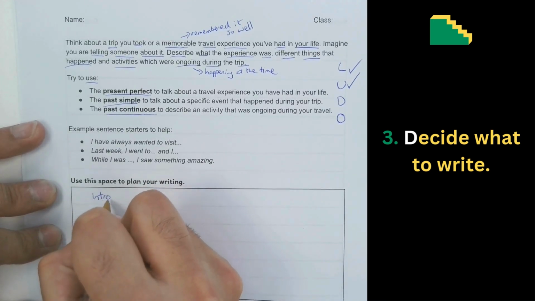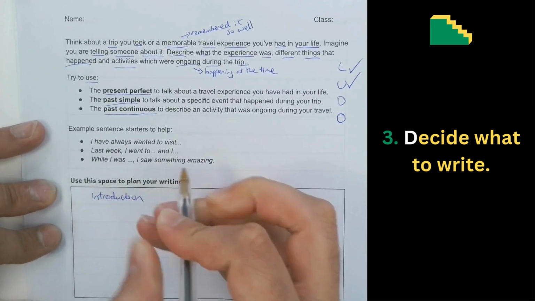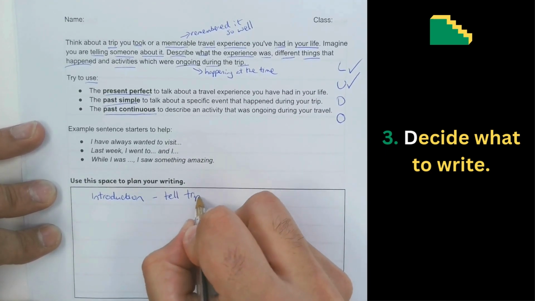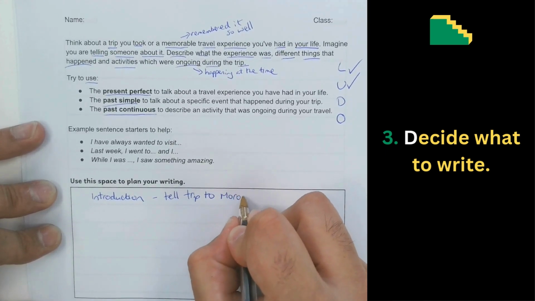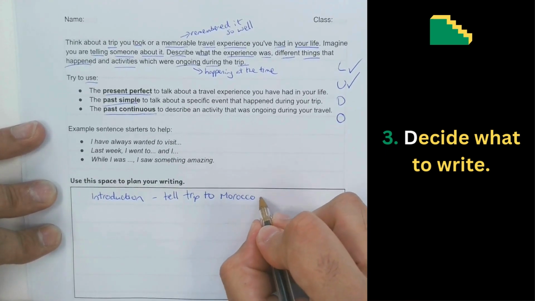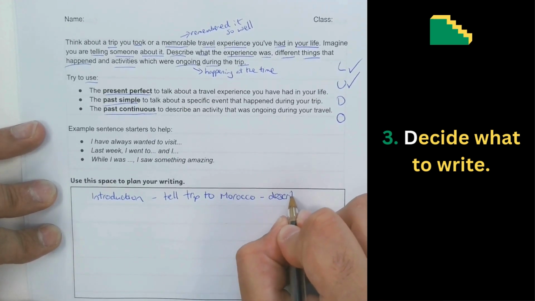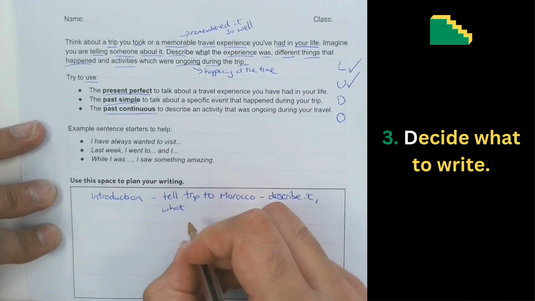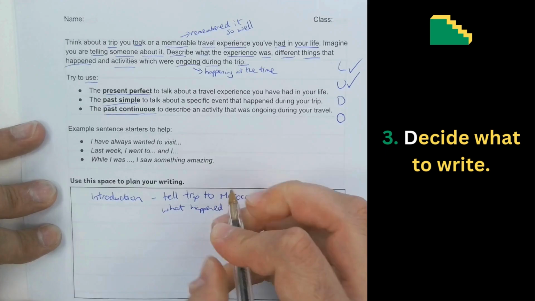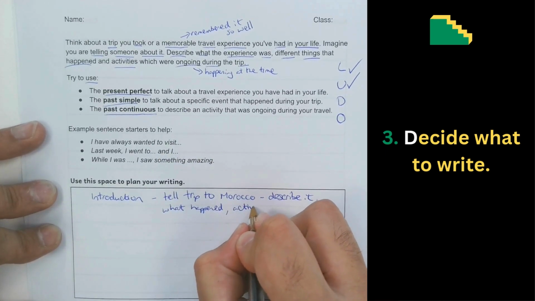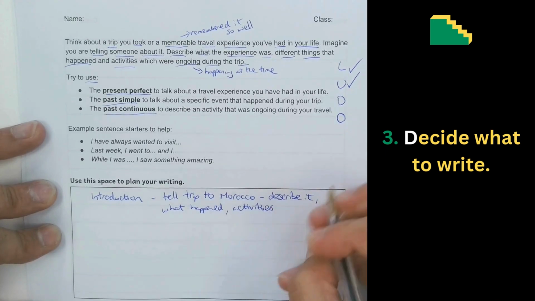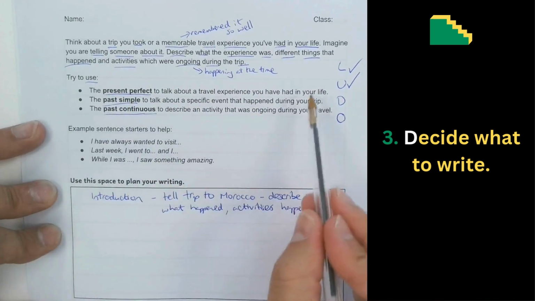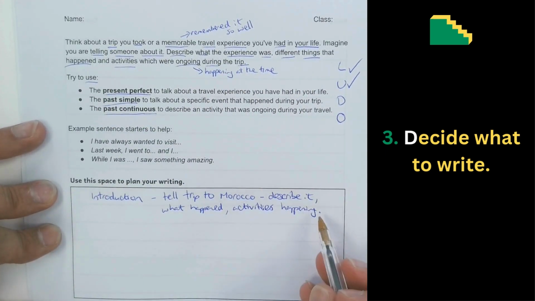Introduction. It helps my readers know at the beginning what I'm going to be writing about. Look at the main parts of the question. So I'm going to tell about my lovely memorable trip to Morocco, which happened very recently. Here I'm going to describe it. Remind myself there. And what happened. These are just keywords I can turn into sentences later on. And activities that were ongoing, or happening at the time. So that's just my introduction for the reader.